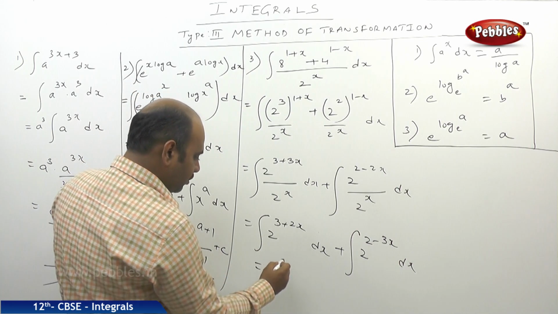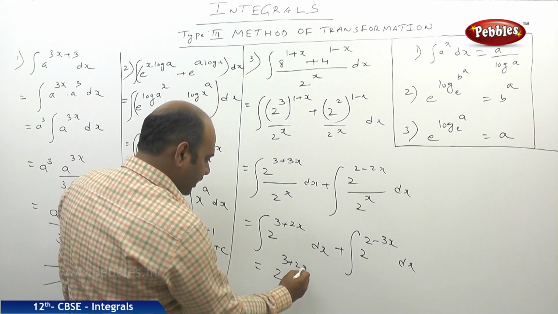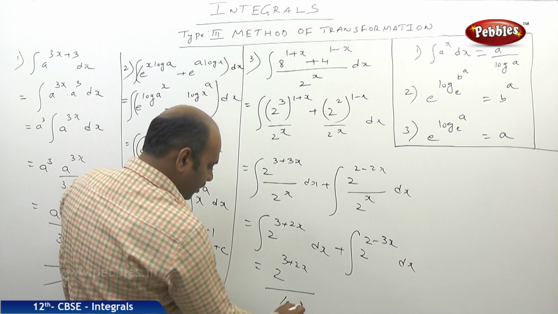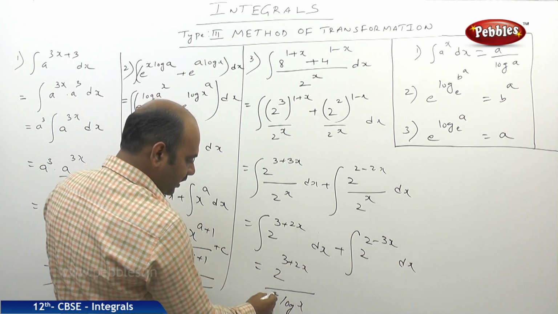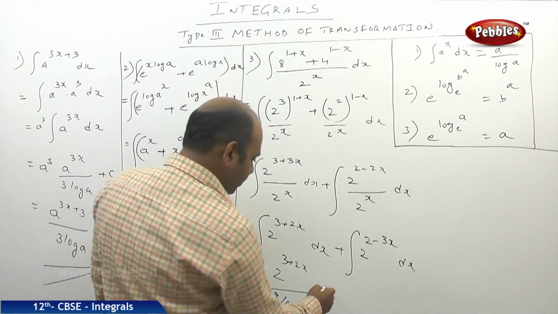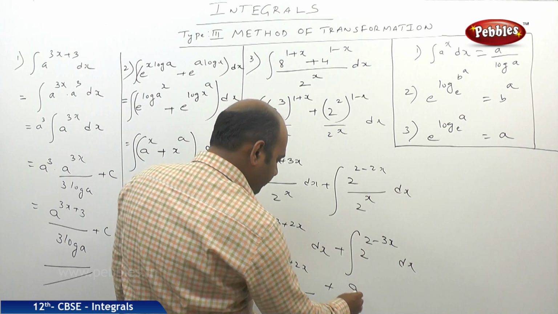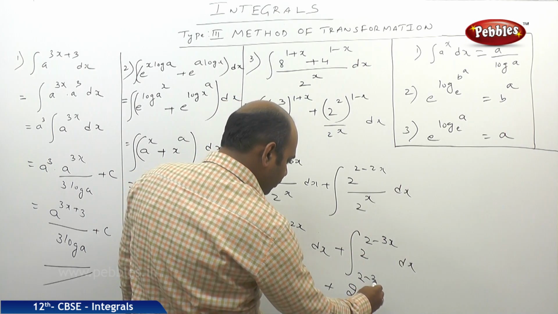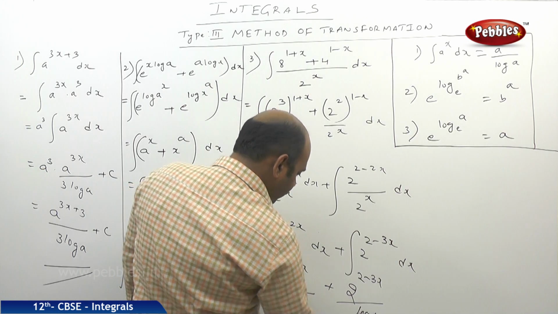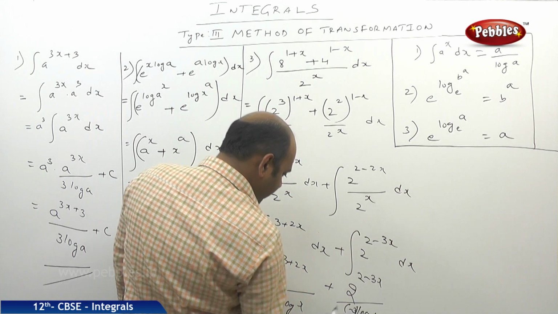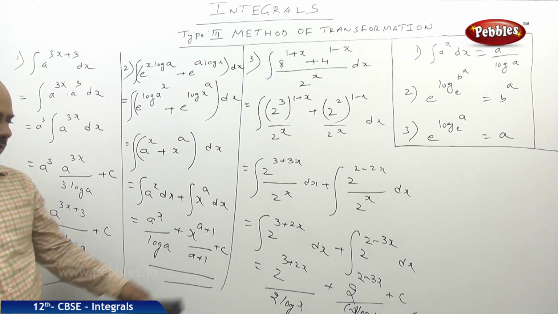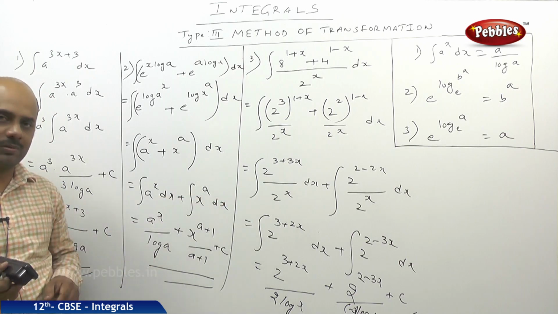So similarly here also 2 power 3 plus 2x divided by log x, but whatever coefficient of x is there, that comes as denominator. So here 2 log x. So similarly here also 2 power 2 minus 3x divided by log x, and outside there will be minus 3 and here plus c. So students, you can copy these problems now.